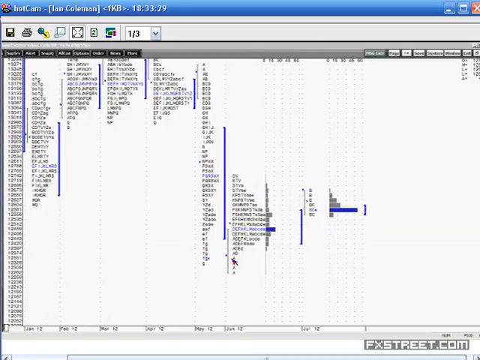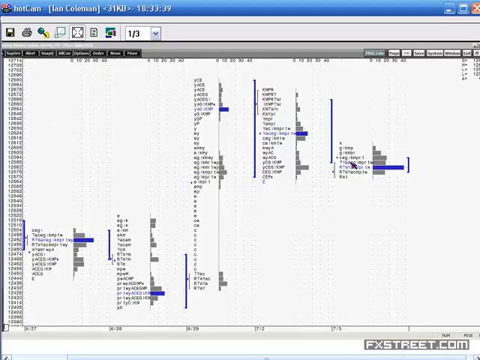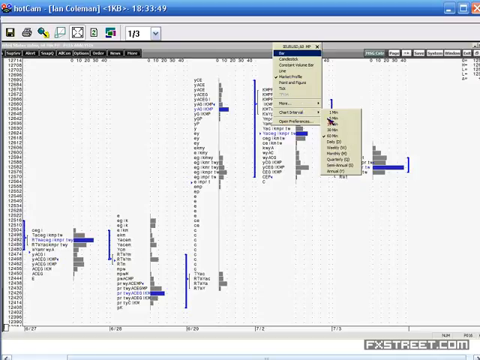What will happen if we get these single prints? The market will have a tendency to move back up to the point of control, and that's in all these different time frames. So we haven't got any single prints here, etc. We'll probably look for some in different currency pairs, but that's not really what we're looking to do.